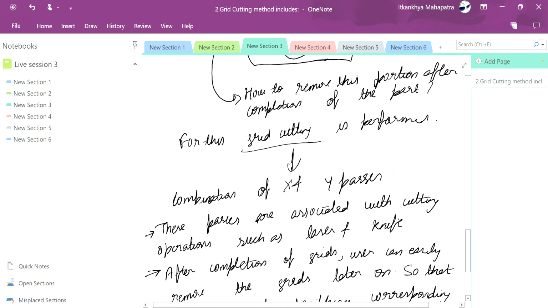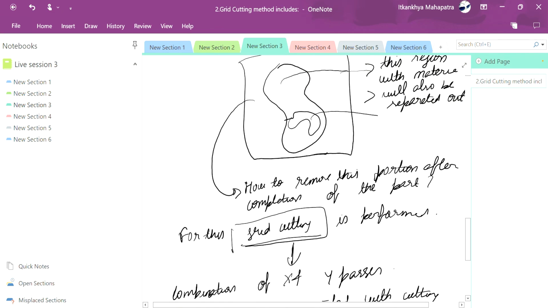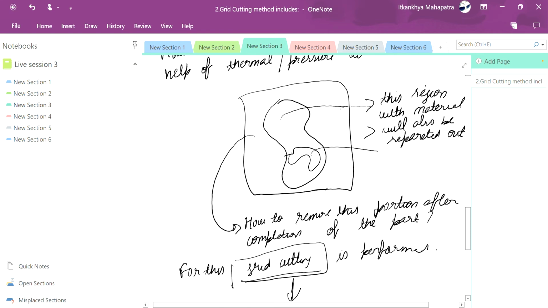So this is the mechanism of grid cutting. And with this, we have understood what grid cutting is and how it works. A similar question has also been asked in the assignment, for which I think you will get the answer very easily. Grid cutting method for LOM to remove unwanted material is applied on. So as per the explanation, if you follow, you will easily get the answer.